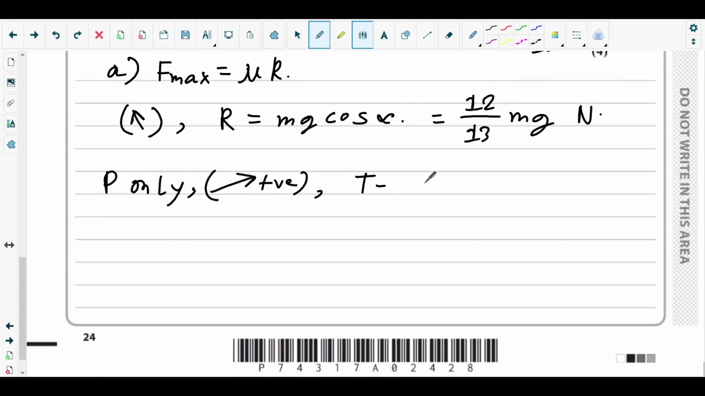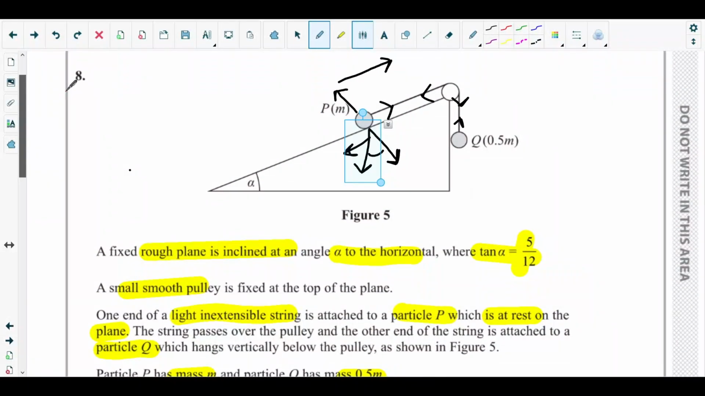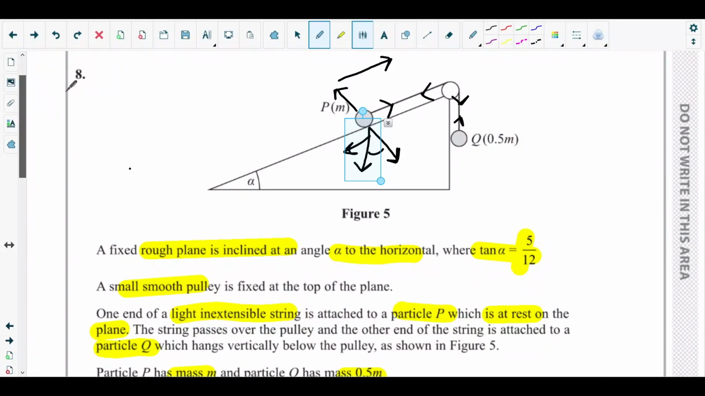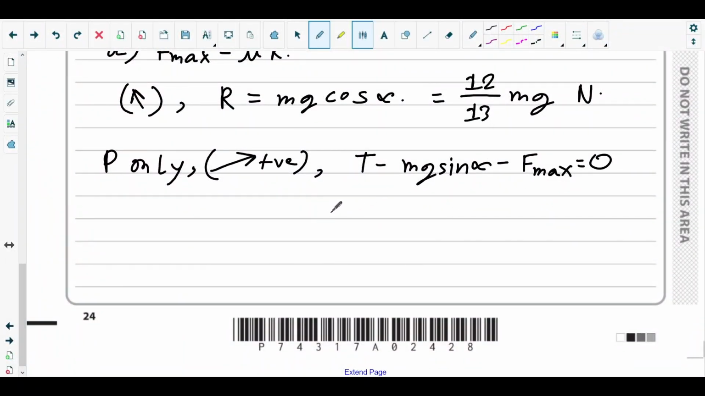So T minus the weight component, that is mg sine alpha, equals to what? Resultant force. Resultant force equals to what here? 0, since the system is at rest, isn't it? So T minus mg sine alpha, or there's another thing remaining, the friction. I missed the important thing, F max, it is equals to 0, because tension is acting up the plane, down the plane the friction is acting, and the component of weight is also acting down the plane. So that's how we can write it.